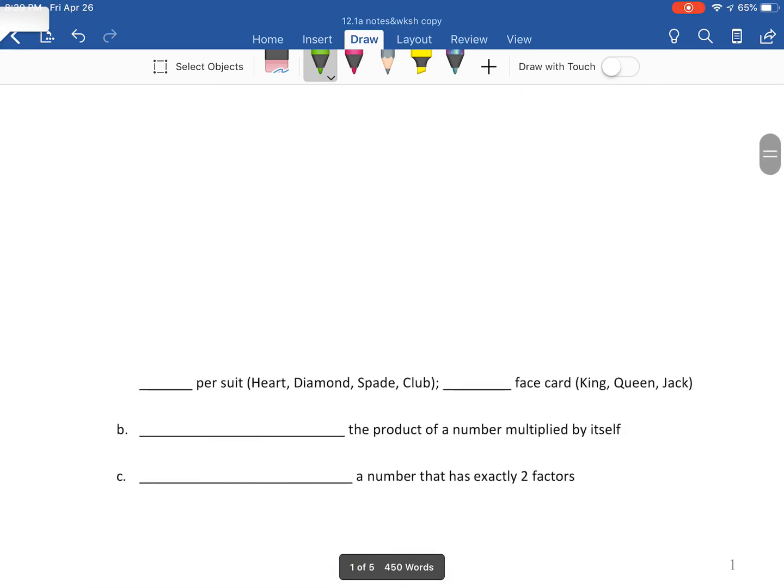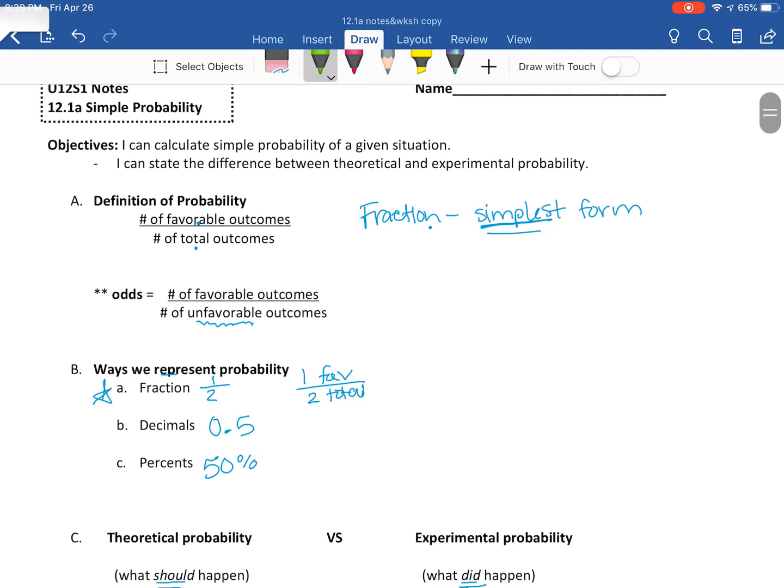So this is our simple probability, and the most important thing to remember is that the definition of probability is the number of favorable outcomes over the number of total outcomes.